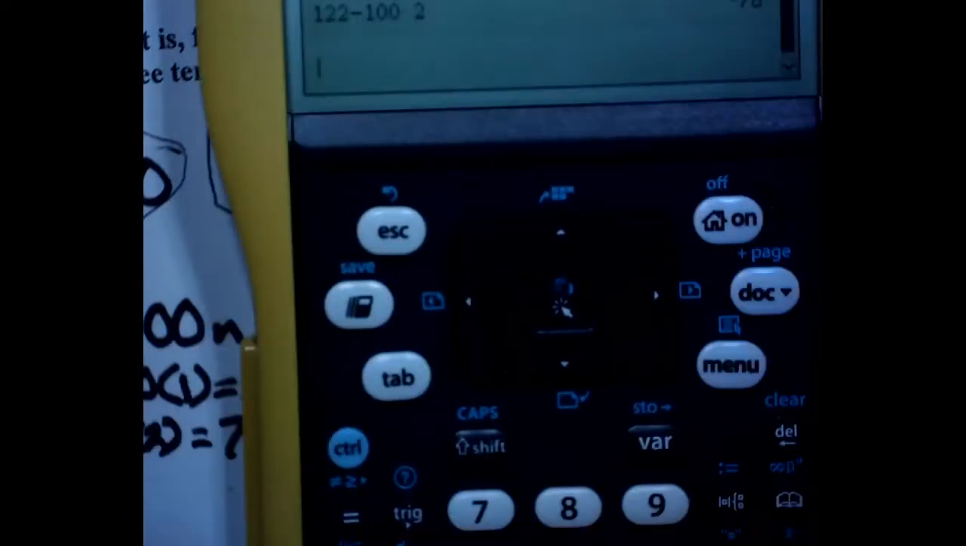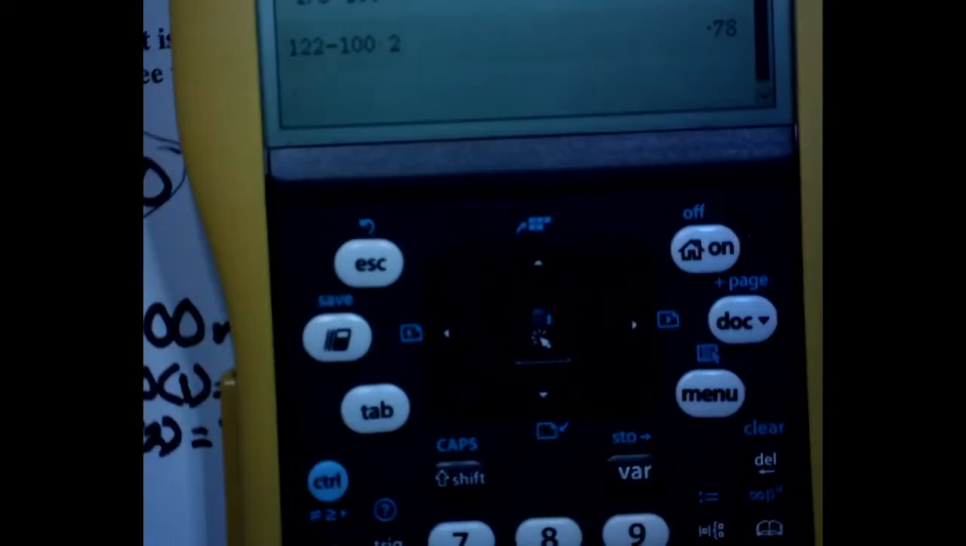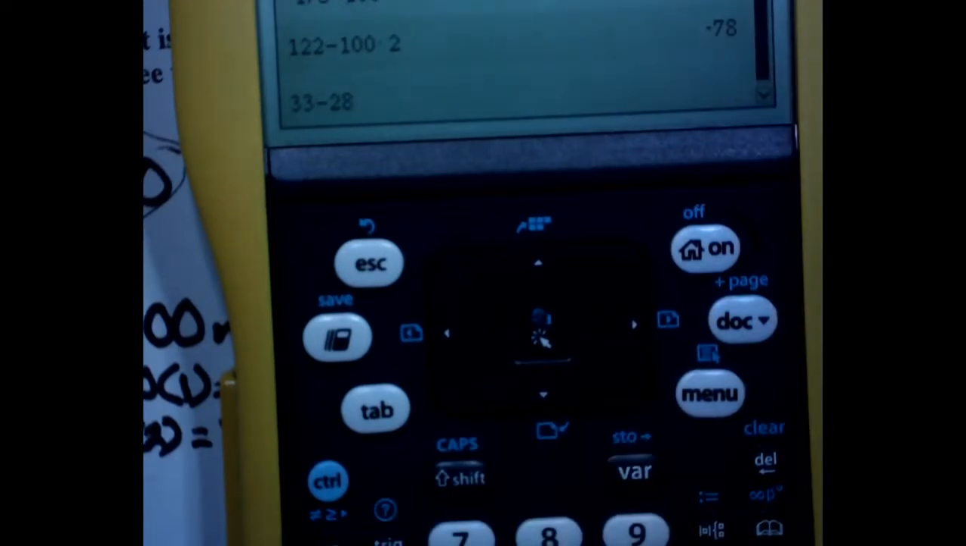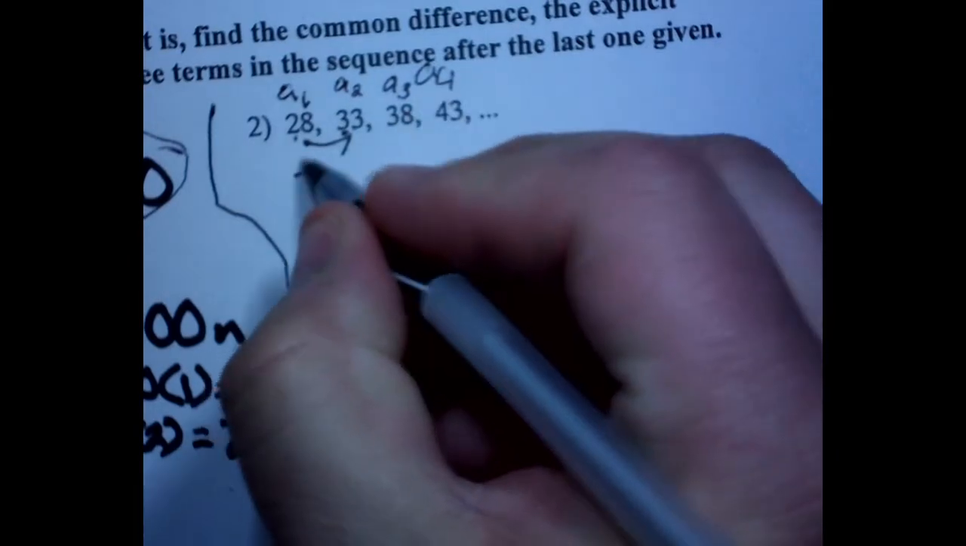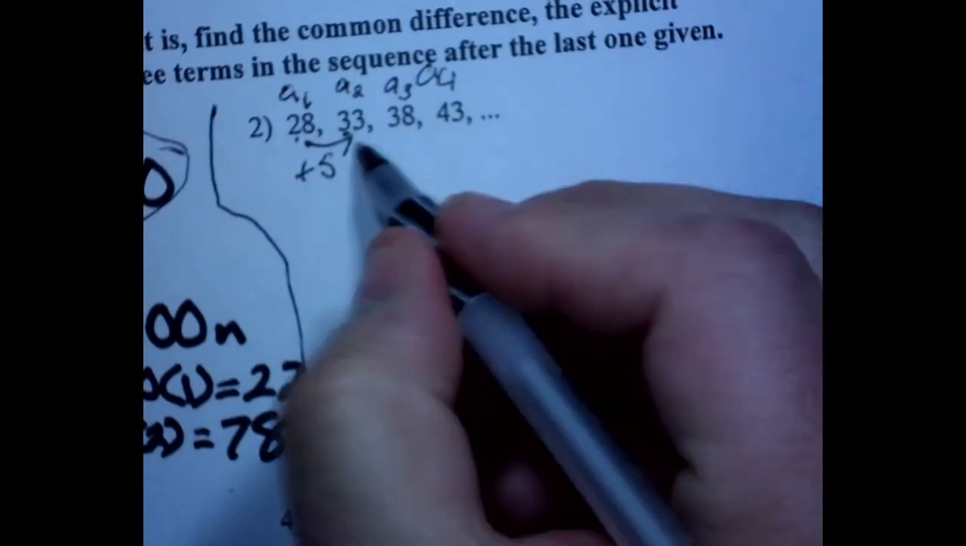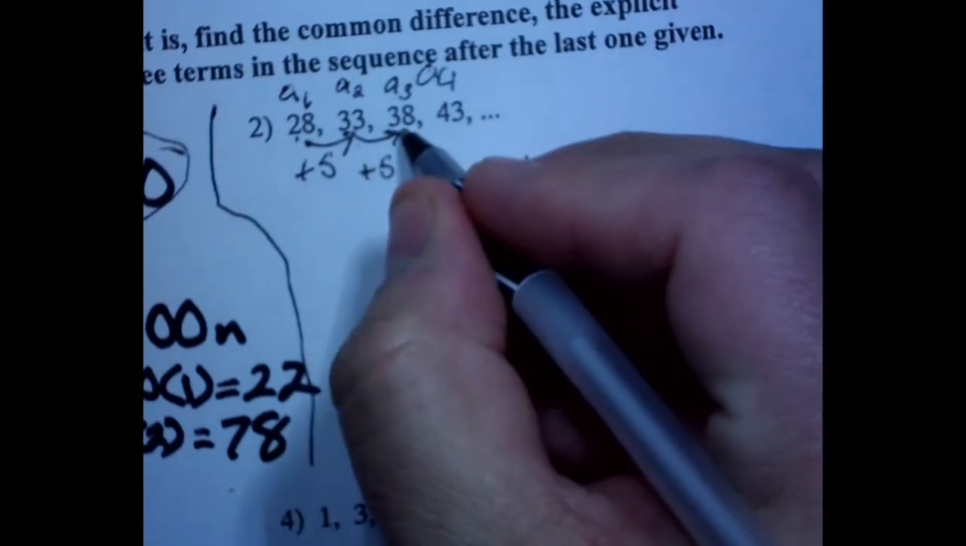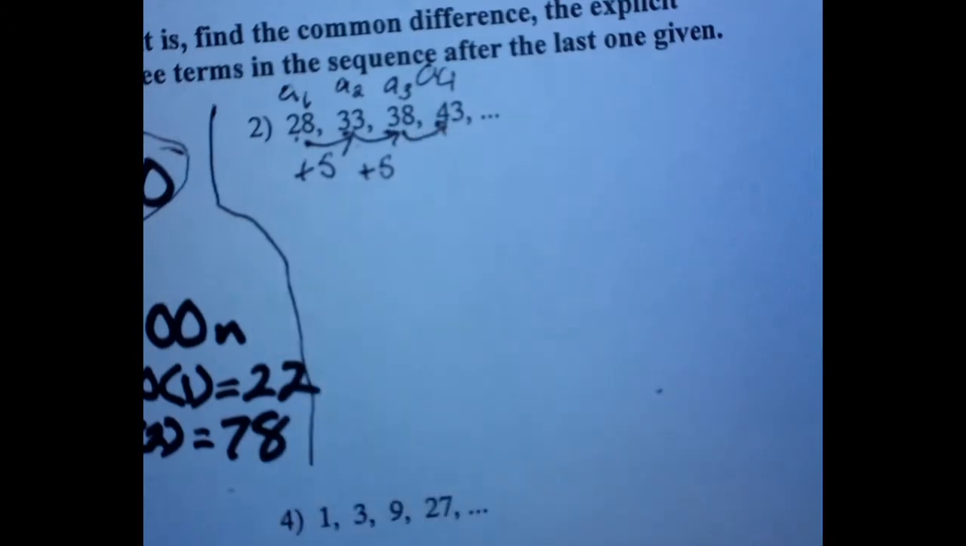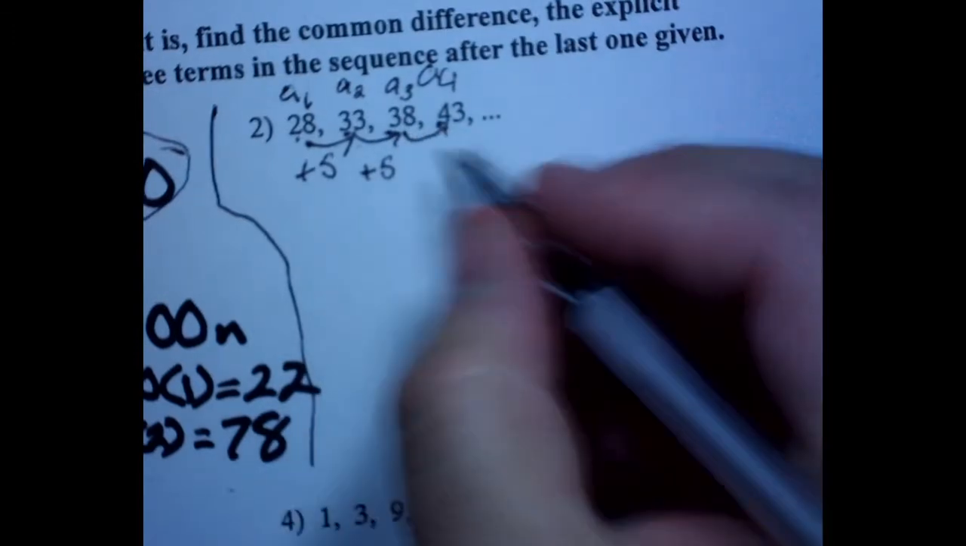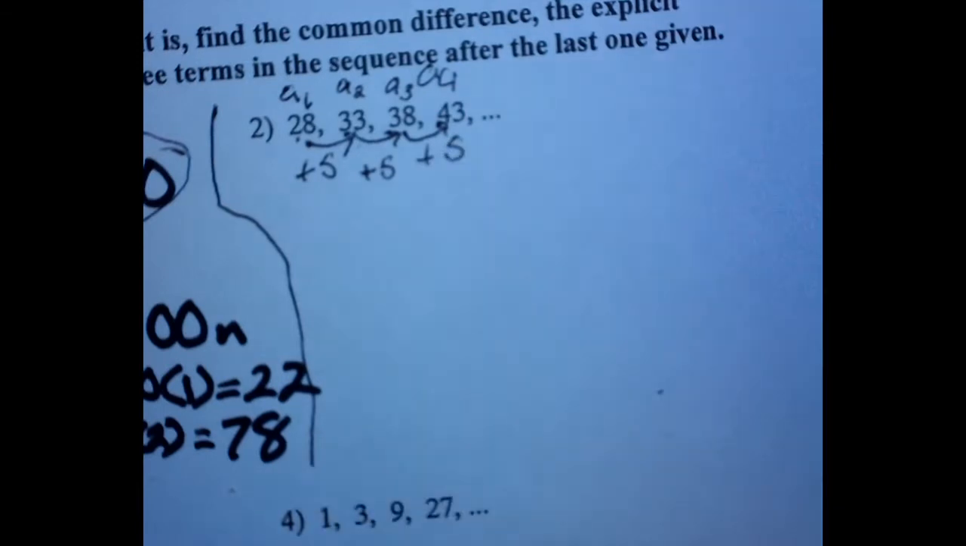If I really want to double check it to make sure, I'm going to take the second term, which is 33, and I'm going to subtract 28 from it, right? And when I hit enter, guess what I get? 5. So we're adding 5. Now, if I add 5 to 33, I get 38, don't I? And let's check one more time. What is 5 plus 38? It's 43.